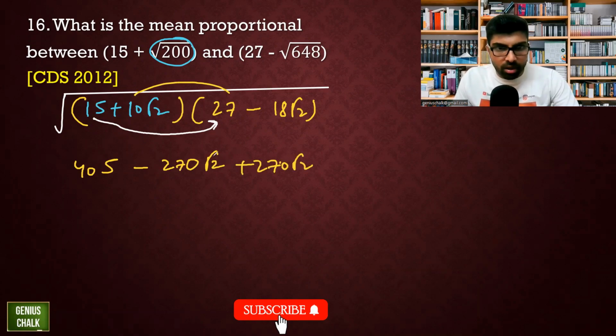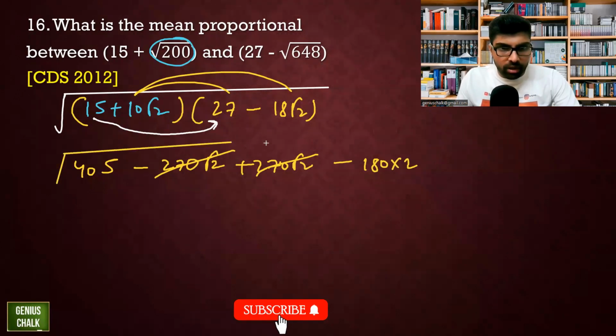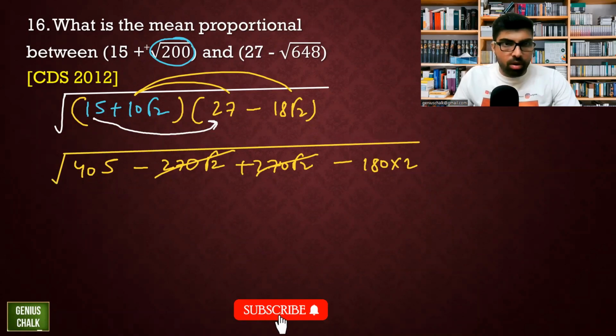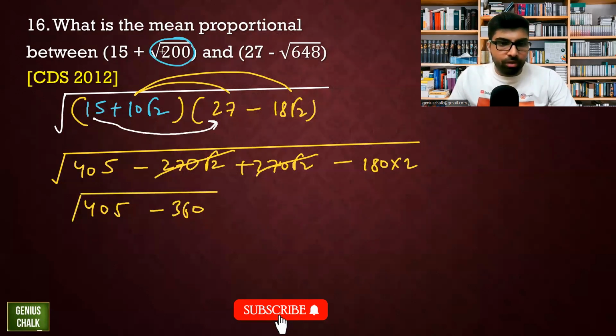So we can see that this is cancelled. And afterwards 10 root 2 into 18 root 2. So this is minus 10 into 18, 180 into 2. That is 360. So this overall was in square root. So now this is becoming 405 minus 360, you see this is cancelled, right? So this is left with 45 under the root. So let's solve. How much is left? So this is 45. Yeah, 40 and 5.